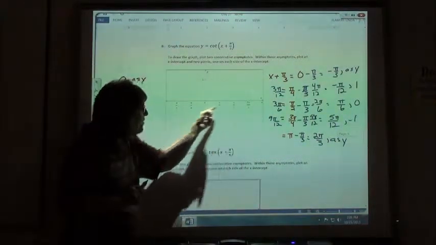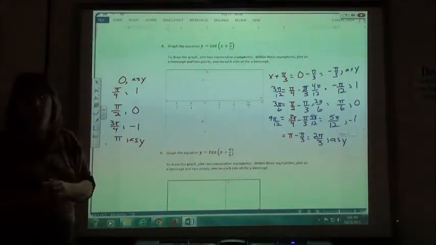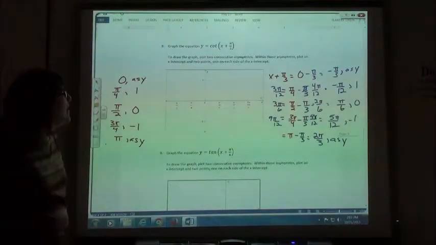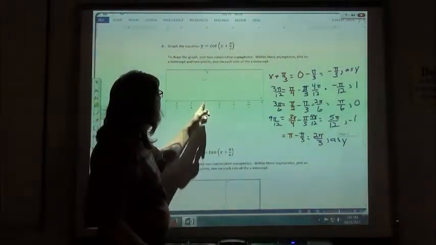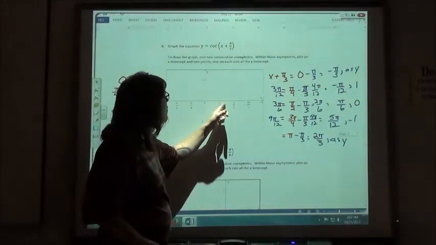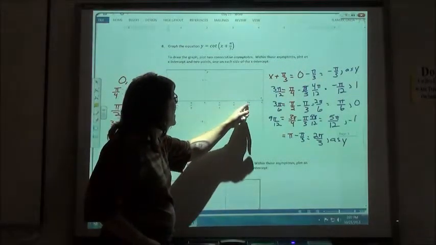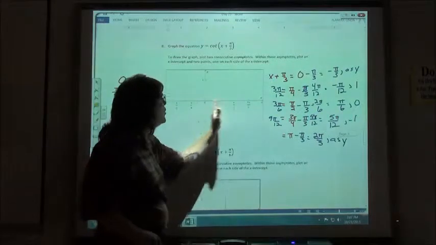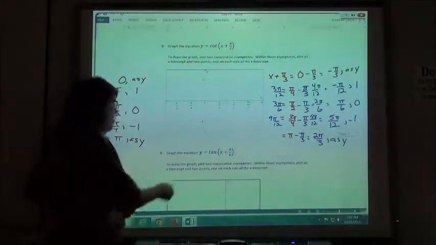So my asymptotes at negative pi over 3 and 2 pi over 3. Well, you'll notice I don't have any over 3s. I've got to figure out what units I'm in. In this case, if I count from 0 to pi, I've got 1, 2, 3, 4, 5, 6, 7, 8, 9, 10, 11, 12. So each of my marks is pi over 12.